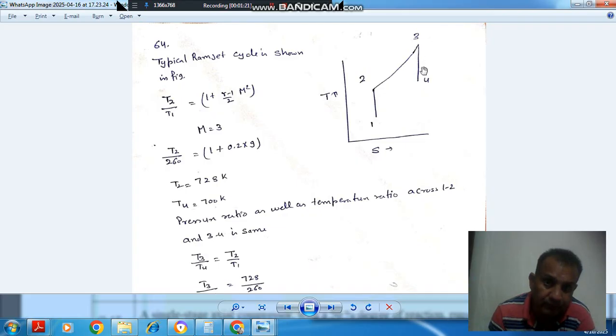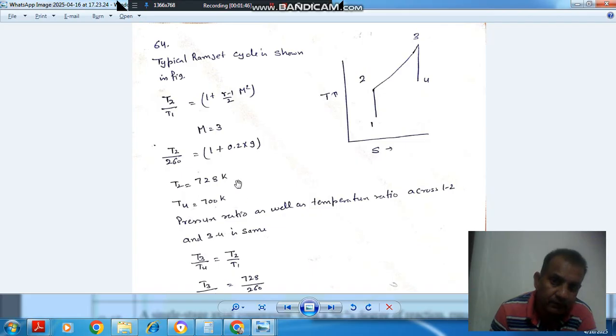So if we apply isentropic relationship between 1 and 2, then T2 by T1 is equal to 1 plus (gamma minus 1) by 2 M squared, where M is the inlet Mach number, given as 3. Gamma is 1.4 and T1, the ambient temperature, is given as 260. So T2 comes out as 728 Kelvin.